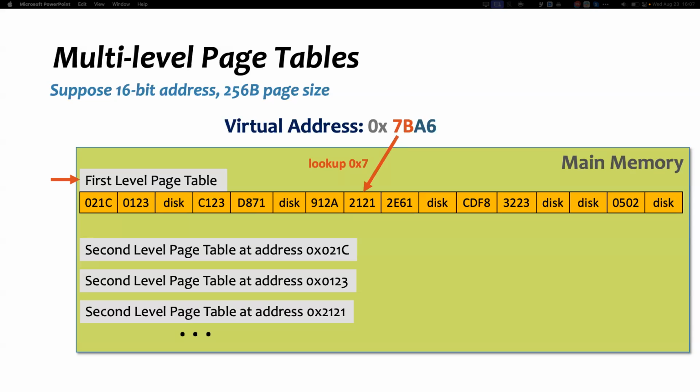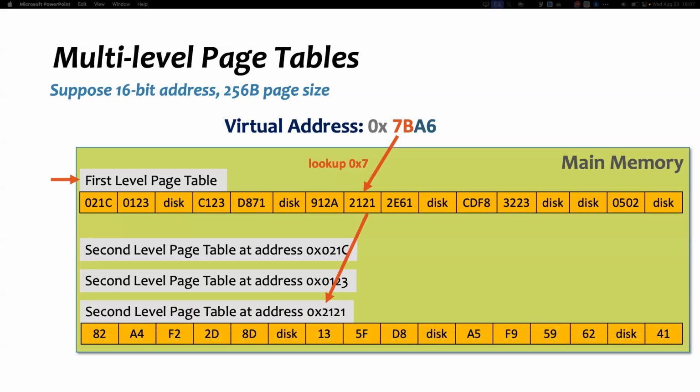And what I have over there is the page table I should look at on the second level, the address for that page table, which is 2121. So, among the second level page tables, I will go to address 2121. And over there, I will see another page table that allows me to do lookup using another 4 bits from the virtual page number, and to actually translate the whole upper 8 bits into the 8 bits for the physical address, the physical page number.